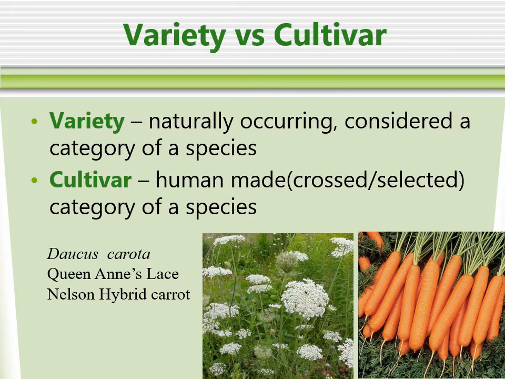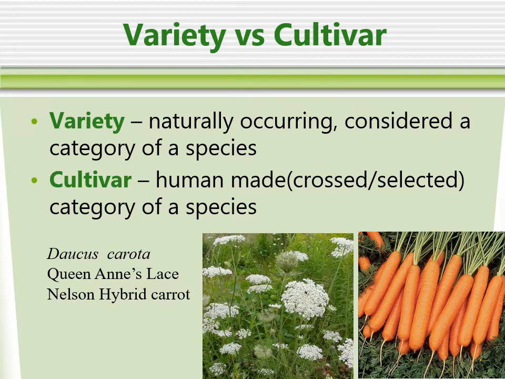A cultivar, on the other hand, is maintained by human activity, typically cross-selected or just cuttings are taken. If you were to leave it out in the open and let it open pollinate and collect the seed, it would not emerge the same as the plant that you collected the seed from. So it needs to be maintained by human activity.